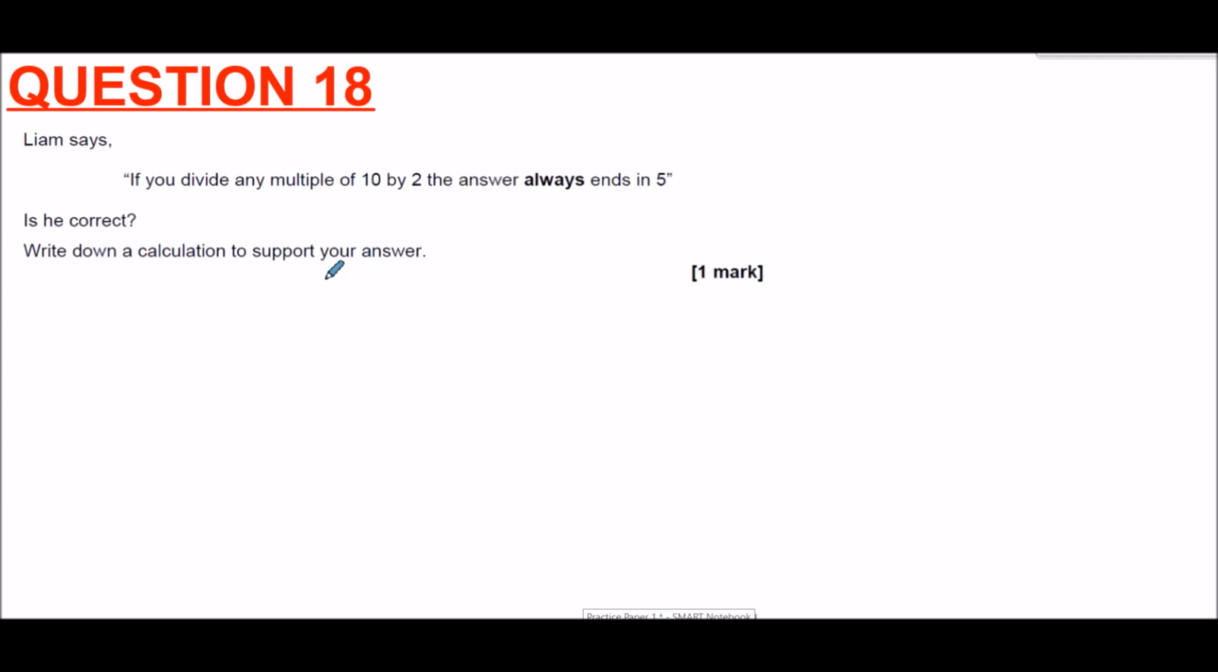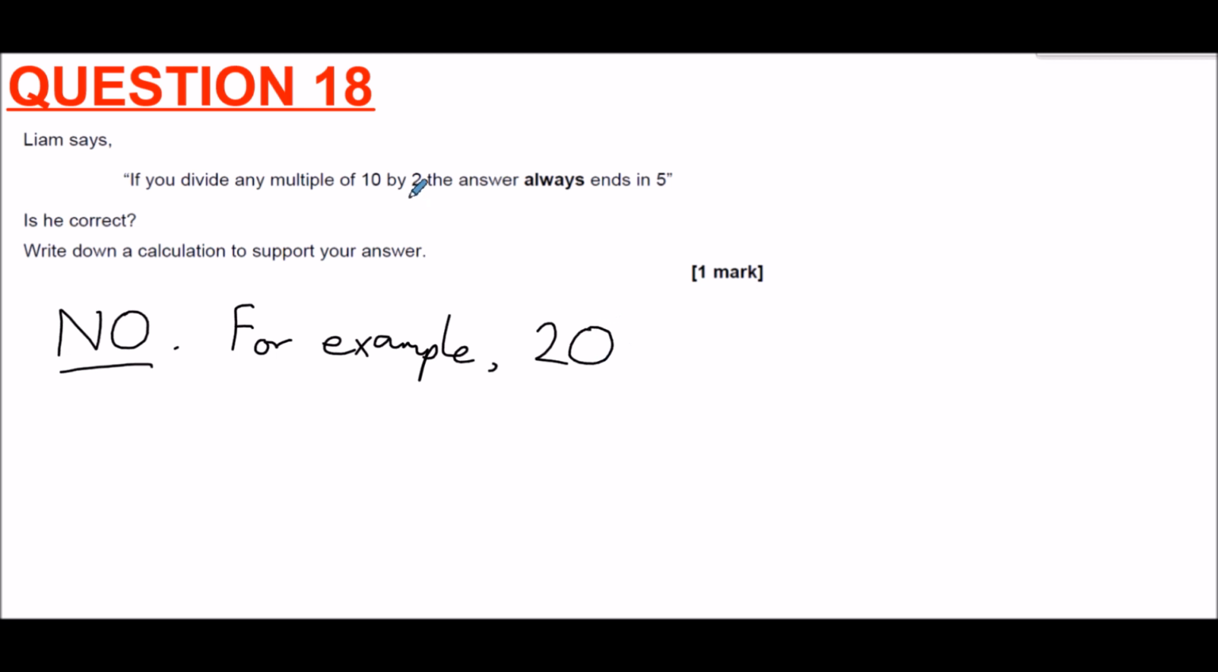Question 18. Liam reckons that if you divide any multiple of 10 by 2, the answer always ends in a 5. Is he correct? Well, sometimes he will be, but ultimately, is he correct? The answer is no, because he's saying any multiple of 10. So for example, if you were to pick 20 and divide that by 2, 20 divided by 2 would be 10. That doesn't end in a 5, it ends in a 0.